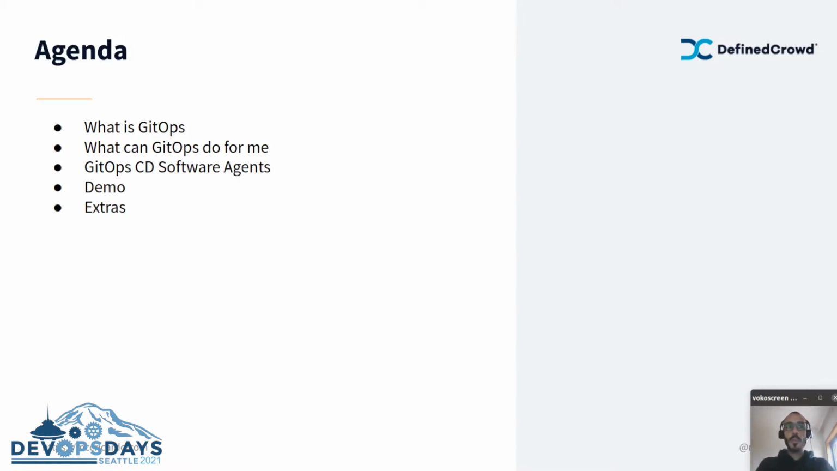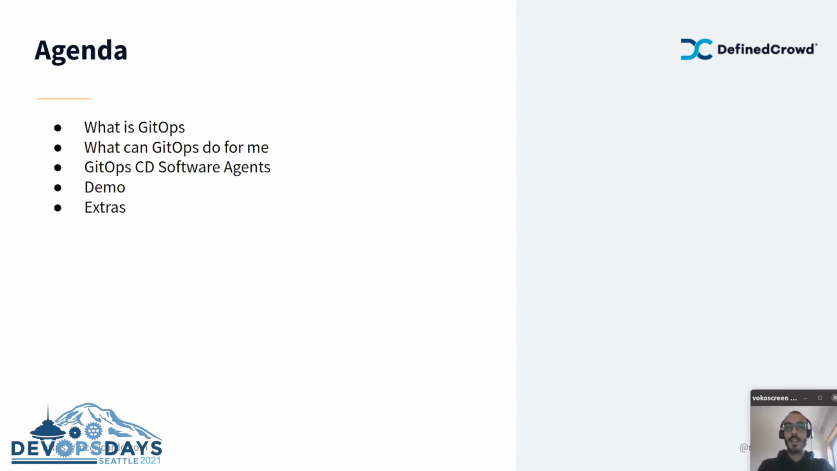We'll also see a little bit of some examples of GitOps CD software agents. The idea for this talk is a little bit based on Kubernetes and on Kubernetes software delivery pipelines. So we'll see some examples of agents that can use the GitOps mindset to deliver software. We're going to see an example of such a software agent, and if we have some time, we'll see a few extras that usually come in as questions.